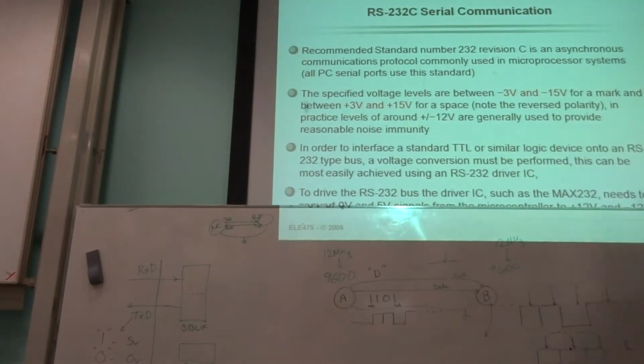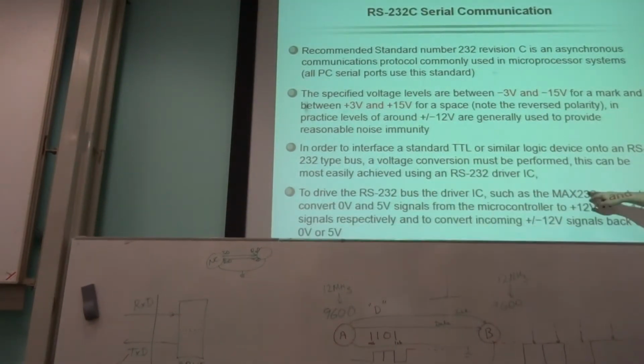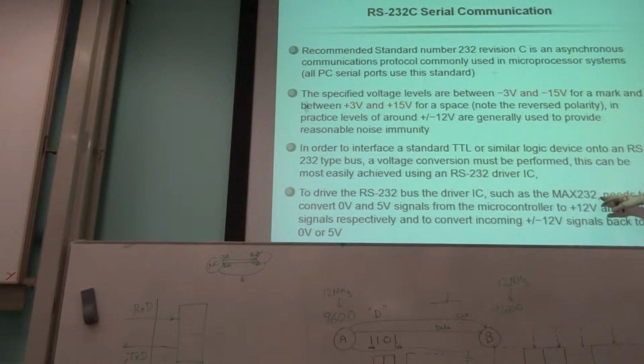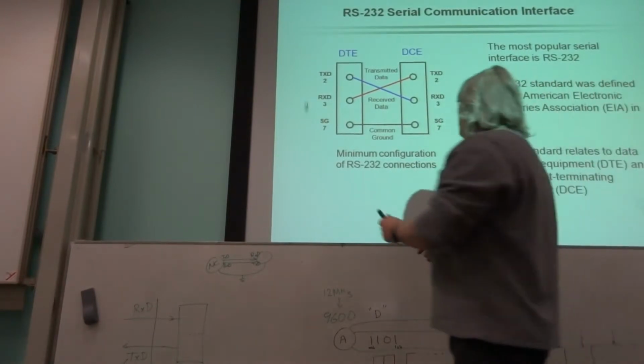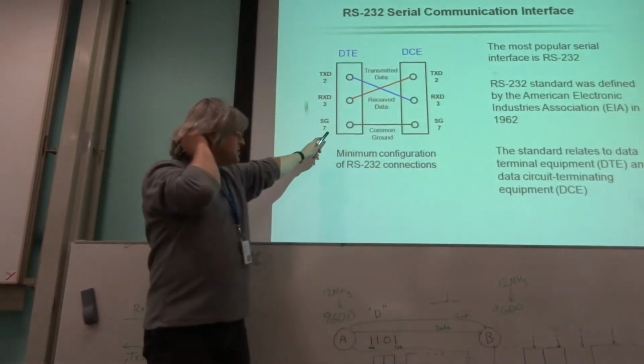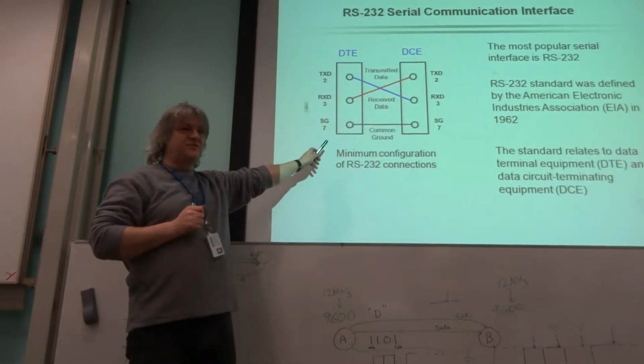The good news is actually there are devices which are very cheap that basically, in terms of power supply, all you need to give it is 5 volts and 0 volts, and it will generate these other voltages for you on the chip. So that's that. There's a couple of slides now about the details of RS-232.